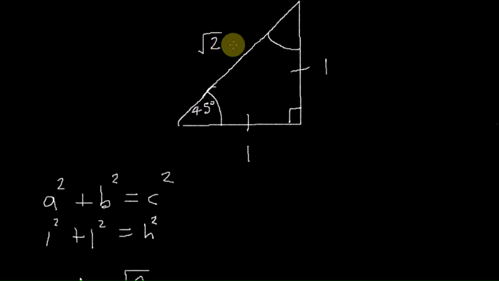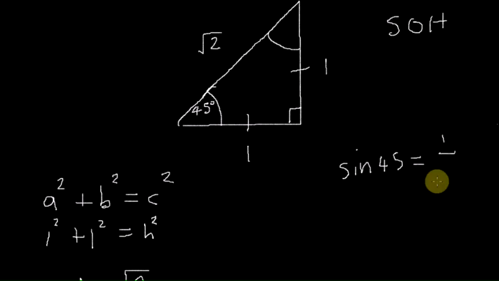Now, let's work out the sine ratios. Let's do the sine of 45. We know that sine equals opposite over hypotenuse, from SOHCAHTOA, so it's SOH. The opposite is 1 over the hypotenuse, which is the square root of 2. So that's what sine 45 equals.